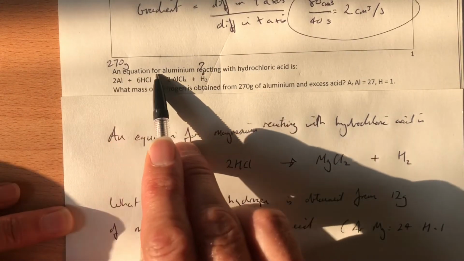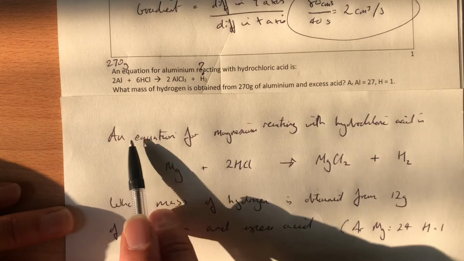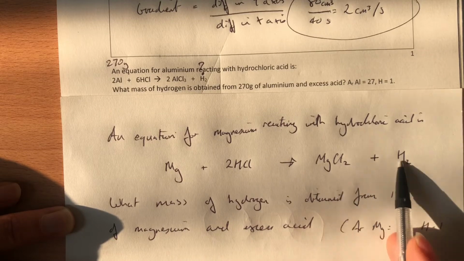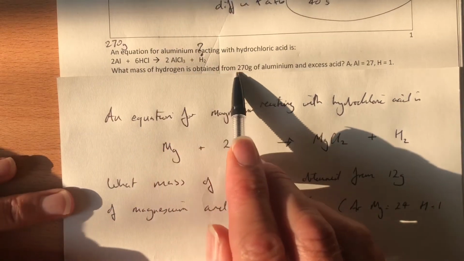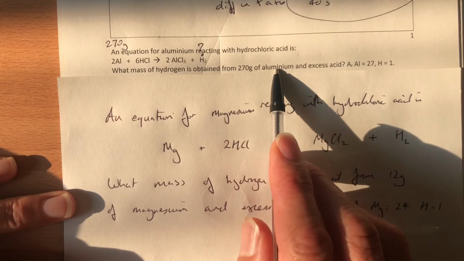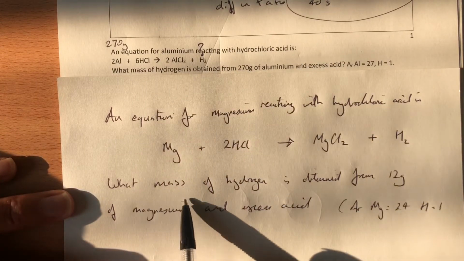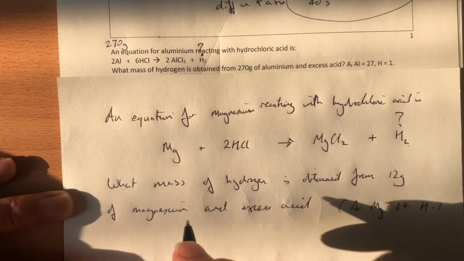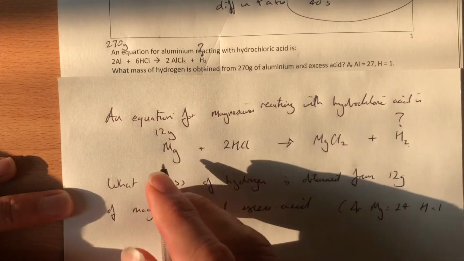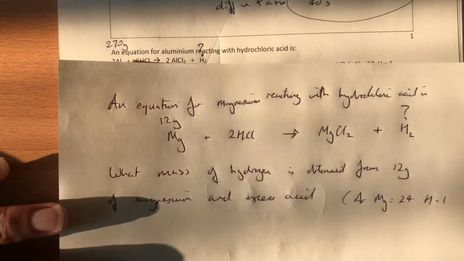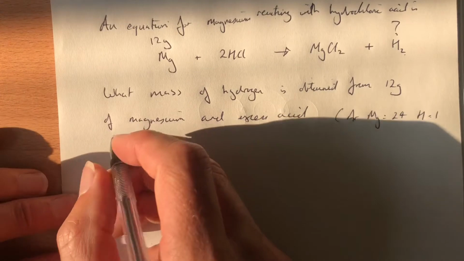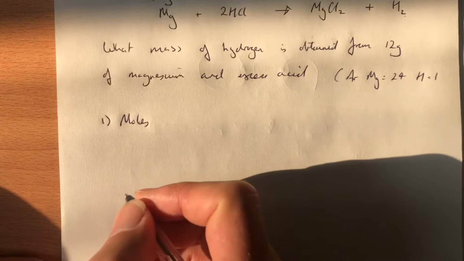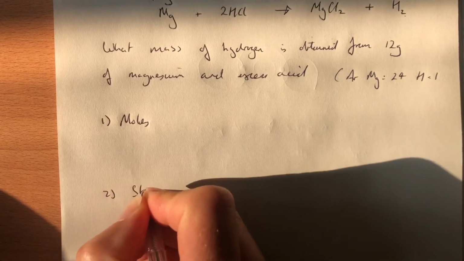So I said here an equation for aluminium reacting with hydrochloric acid, and this time I've got an equation for magnesium reacting with hydrochloric acid. So Mg plus 2HCl gives MgCl2 and H2. What mass of hydrogen, let's put a question mark on that, is obtained from 12 grams of magnesium? I put the 12 grams on top of the magnesium. Okay, so I'm going to do this one. Now there are 3 stages to this. These calculating quantities questions have 3 stages. Stage 1 is moles. The second stage is stoichiometry.